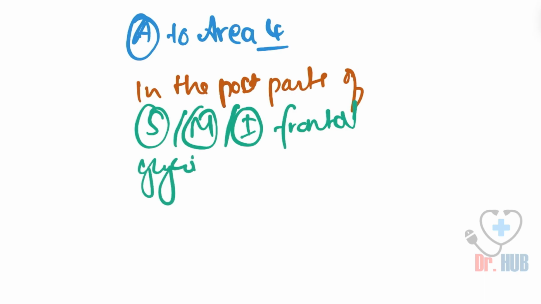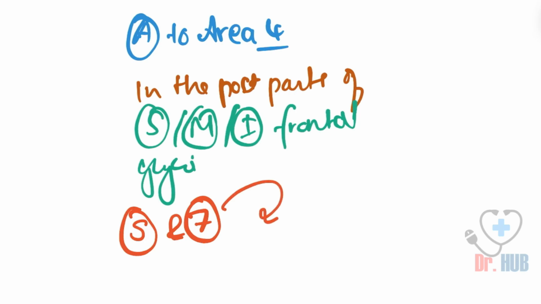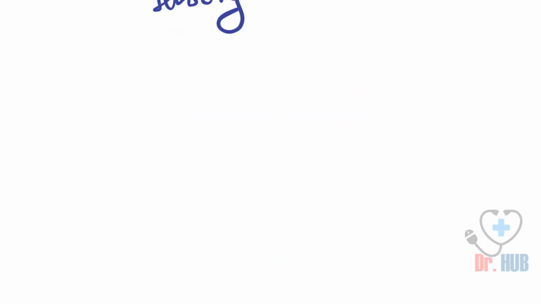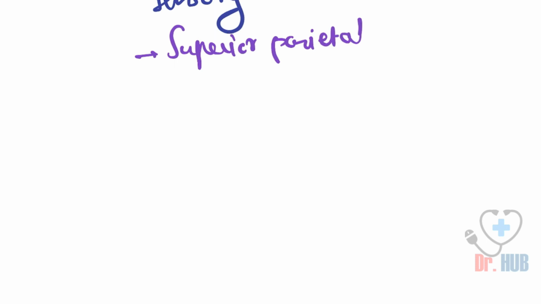Then we move on to areas 5 and 7. Areas 5 and 7 are nothing but sensory association areas. And they are present in the superior parietal lobule.